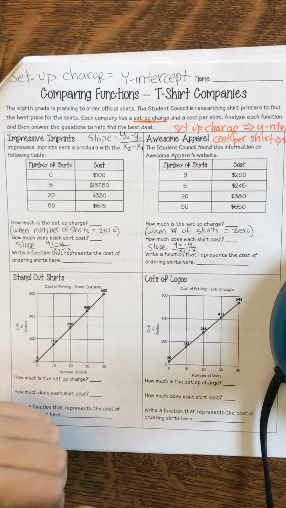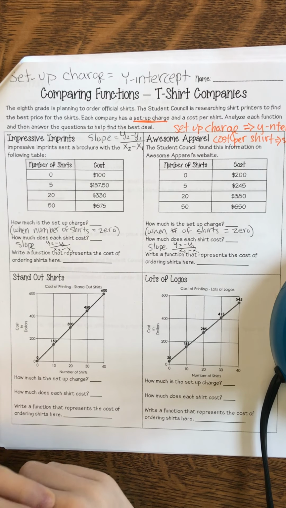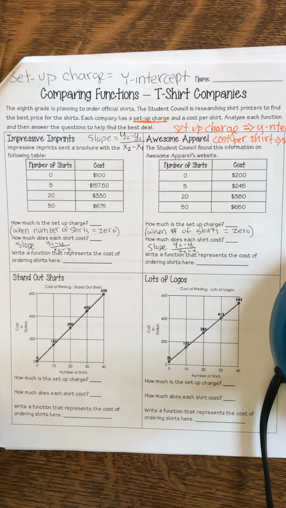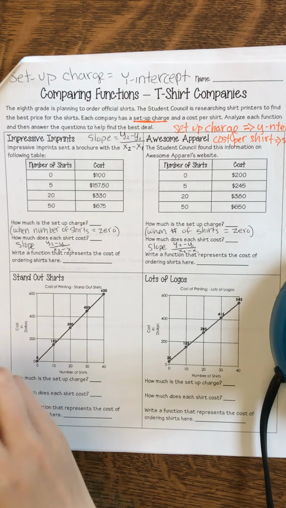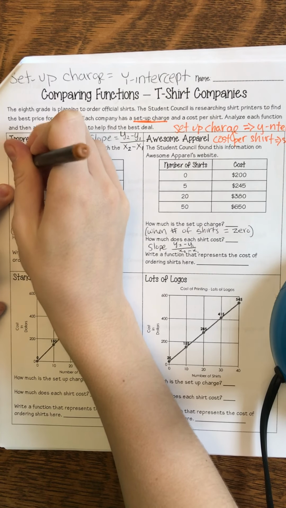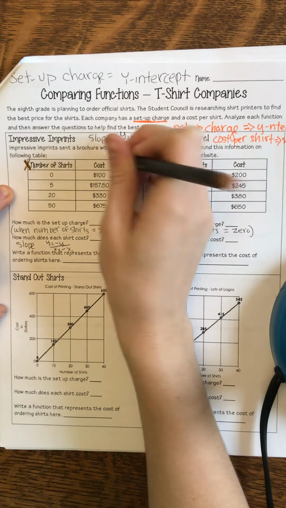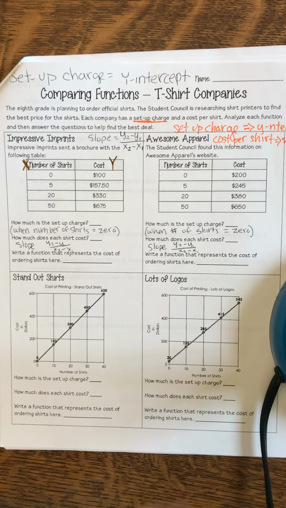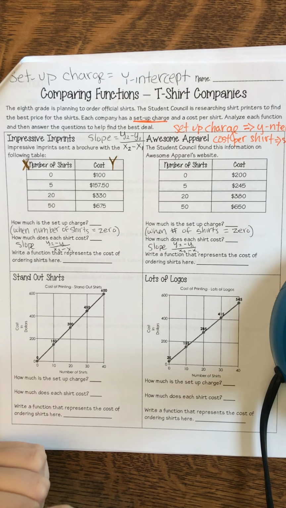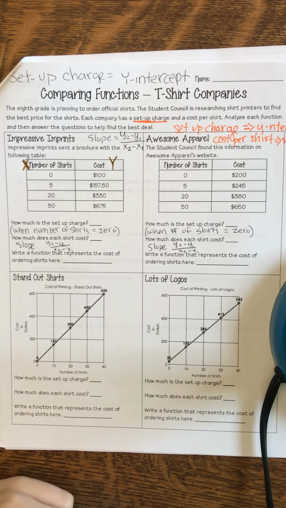Okay. So let's look at impressive imprints. Impressive imprints send a brochure with the following table. Number of shirts, cost. Number of shirts is our X. I'm writing a big X right there. And cost is our Y. So I know what my X values are and I know what my Y values are. My X values are number of shirts and my Y values are cost. Okay, so here's our table. Fabulous.